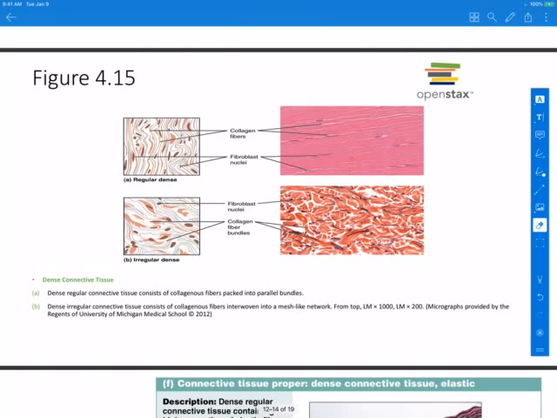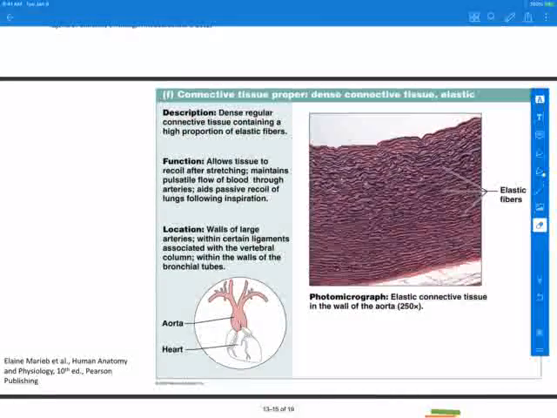Okay, now there's another type of dense connective tissue called elastic connective tissue, and it looks like it has densely packed fibers when you look at it. It's just that there are a lot more elastic fibers than collagen fibers, and these elastic fibers are these wiggly little black lines here, and they almost remind me of an elastic waistband. Because they have a lot of elastic fibers, they're really good at being stretched and then recoiling back to their original shape.